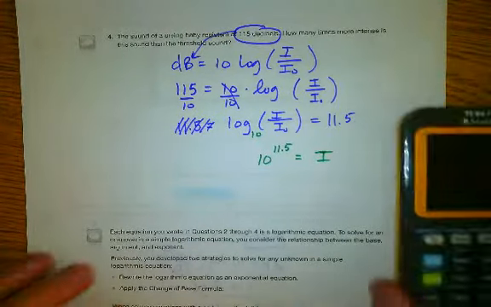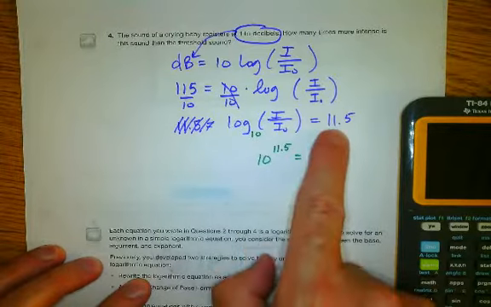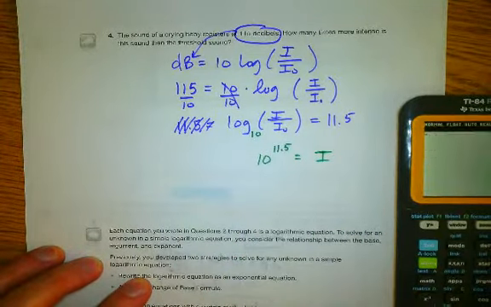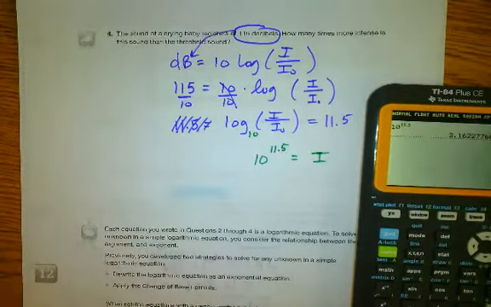But we are stuck at this part right here. We did 10 to the 11.5 power equals our answer because that's the rule for exponents. So 10 to the 11.5 power gives us 3.16. That would become our value.